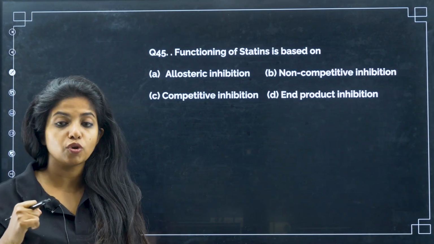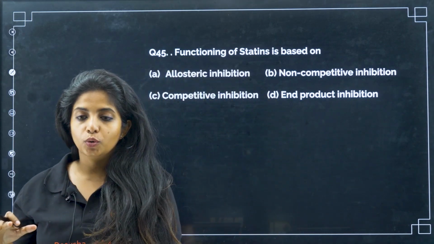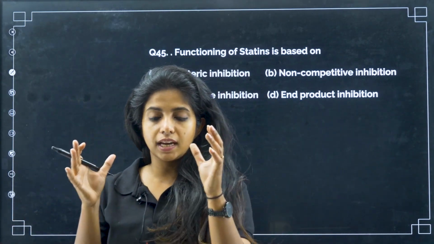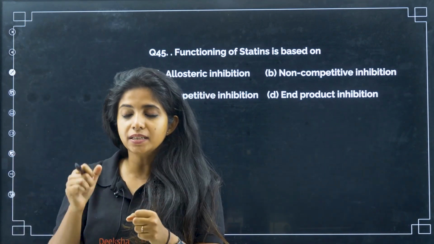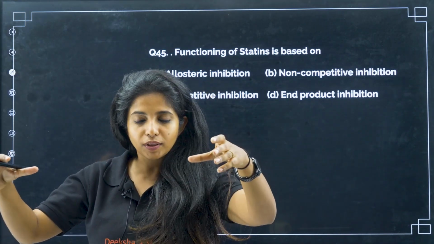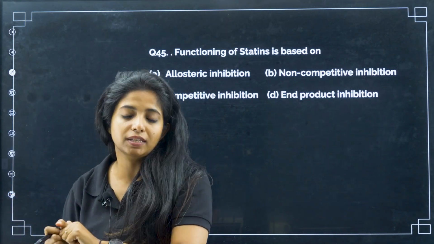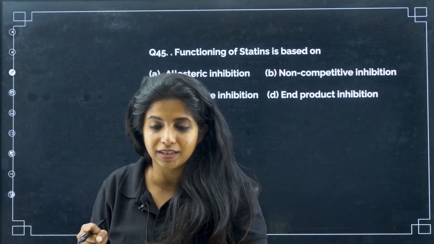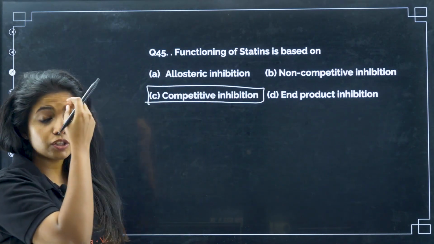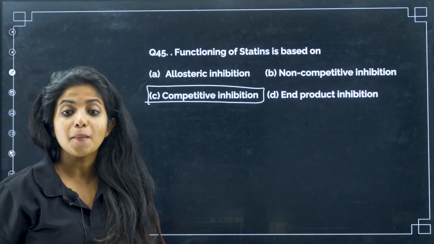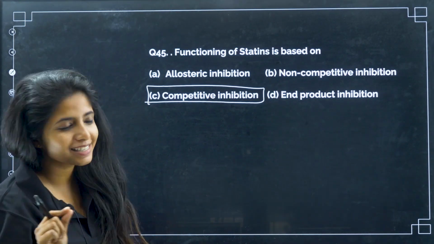Correct. Now, functioning of statin is based on allosteric inhibition, non-competitive inhibition, competitive inhibition, or end product inhibition. Functioning of statin is based on what? Statin is a blood cholesterol lowering agent. The statin competitively binds with the enzyme responsible: the substrate will be there, the statin will be there, and it will compete with the substrate to bind to the active site of the enzyme. So this is known as competitive inhibition. And statin is produced by Monascus purpureus.